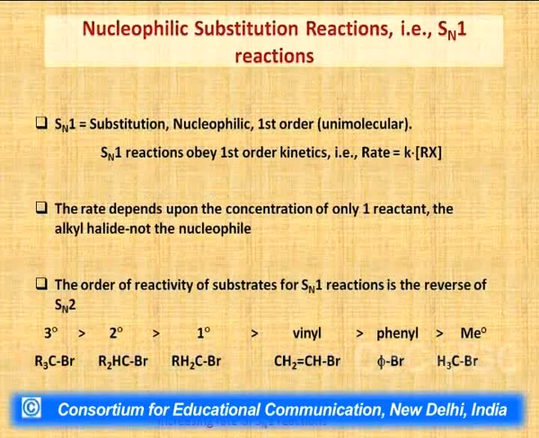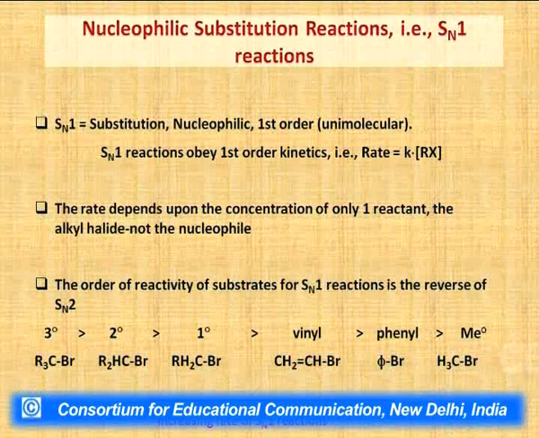Next, nucleophilic substitution reaction SN1. SN1 means S stands for substitution, N for nucleophilic, and 1 for first order: the rate depends on the concentration of only one reactant, the alkyl halide, and not on the nucleophile. The order of reactivity of substrate for SN1 reaction is the reverse of SN2: 3 degree, then 2 degree, then 1 degree, then vinyl, then phenyl, and then methyl.